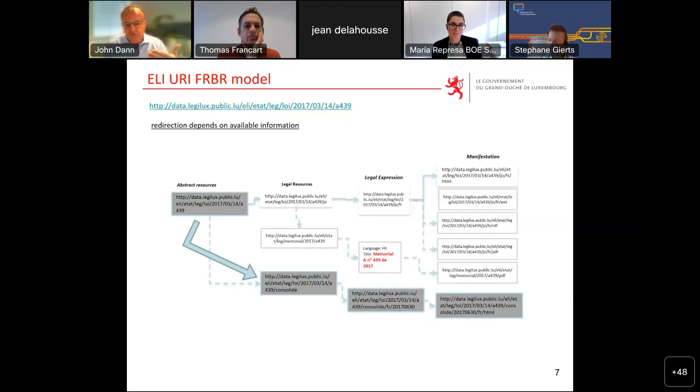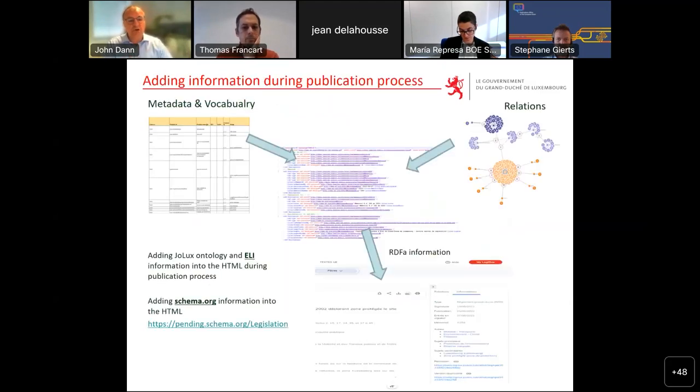95% of the people outside want to know what they have to respect at a given time. They don't care about all the changes. They just want to know what today they need to do. So this can also be a benefit of using the FRBR model. You can redirect to whatever you want, and if they are a lawyer, for example, you can go back in time with a timeline, which Jean has shown, which Thomas has shown also before. So I think that's one important step, to have different views on the data.